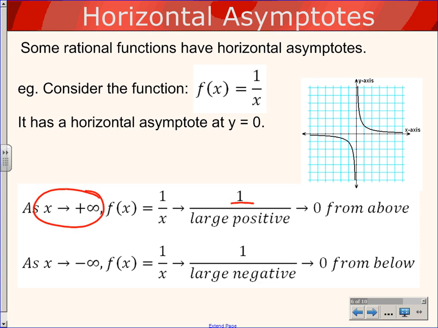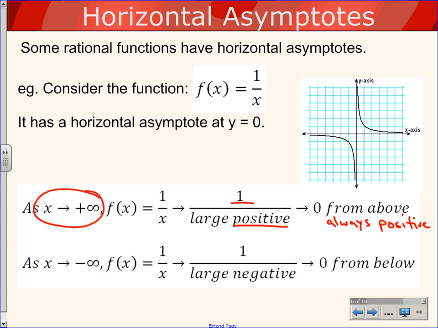And 1 divided by a really big number means you're getting closer and closer to 0, right? 1 divided by 1,000,000 is really small. 1 divided by 1,000,000,000,000 is even smaller. You're getting closer and closer to 0. And since everything was positive, it says we're approaching 0 from above, because it's getting closer and closer to 0, but it's always positive. That's why we're approaching it from above. So we're getting closer and closer to this horizontal asymptote, but we're getting closer to it from above the asymptote.